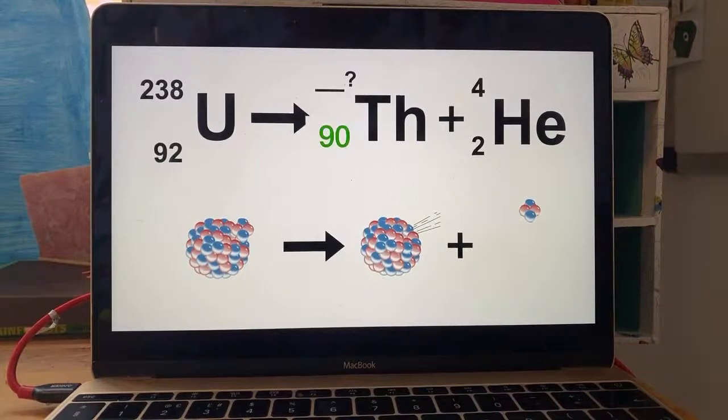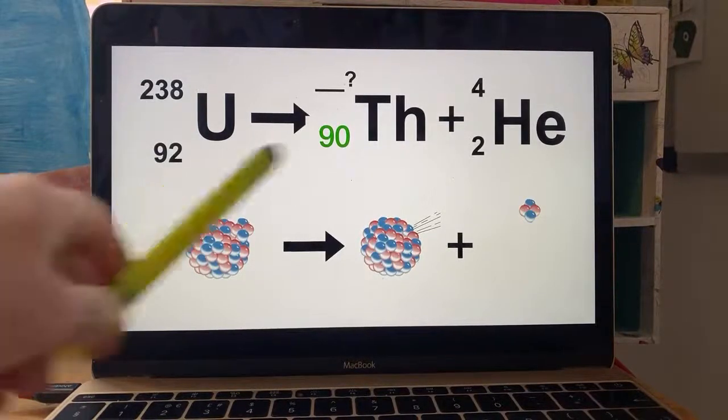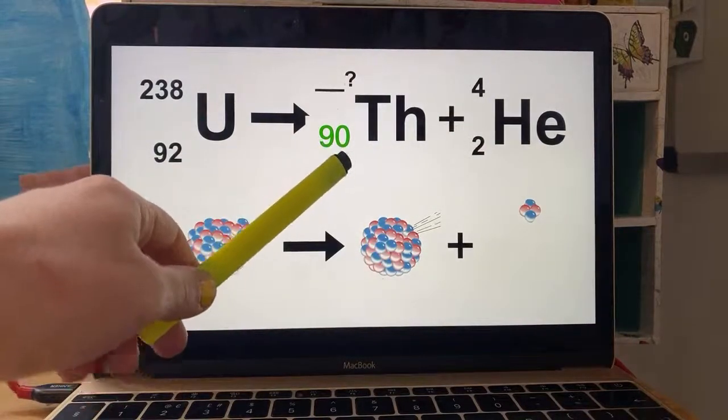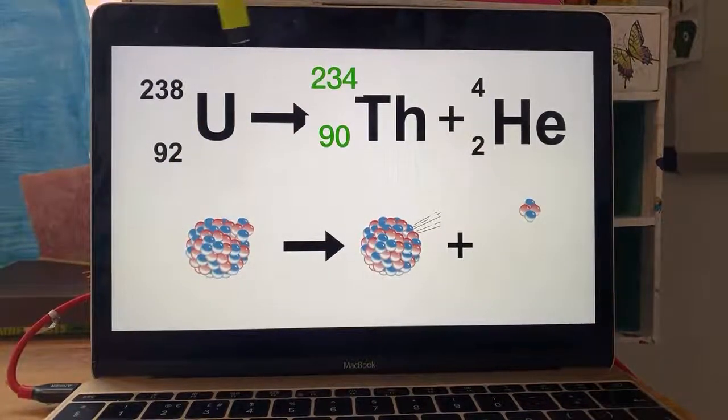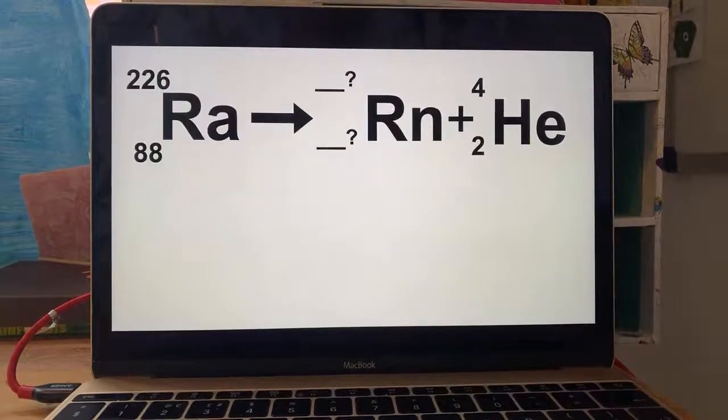So the answer is that thorium has 90 protons, yeah? Because uranium's got 92, it loses 2, so it turns into thorium, which has got 90. And again, you've just got to make sure that this mass number plus helium's mass number equals uranium's mass number. So the answer was 234. Okay, I've told you that one. Can you do this one?